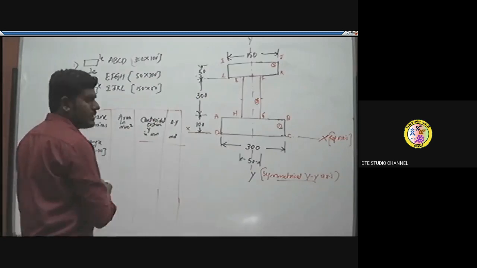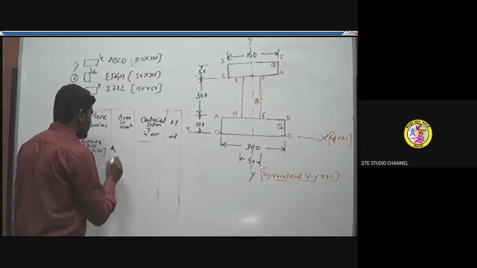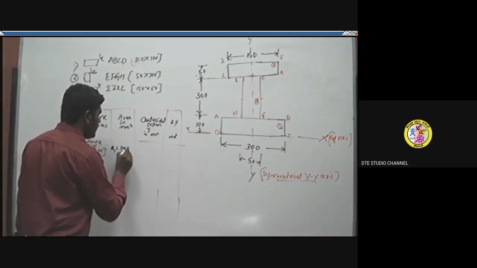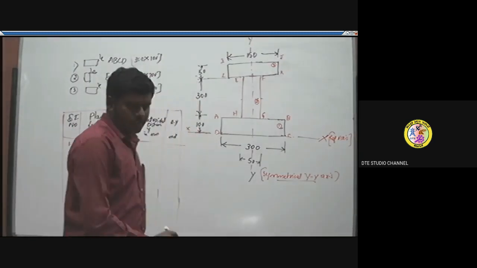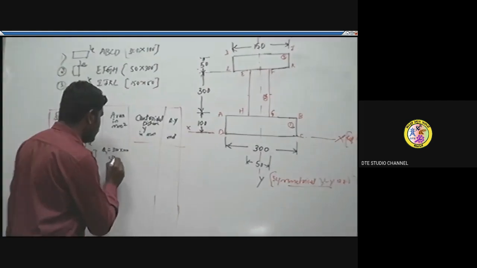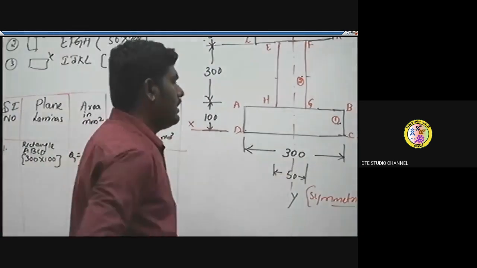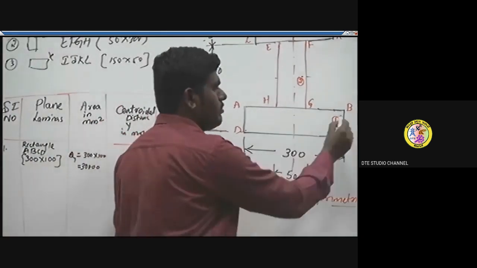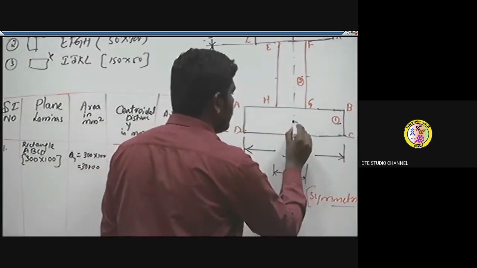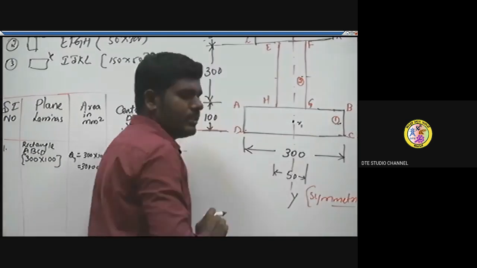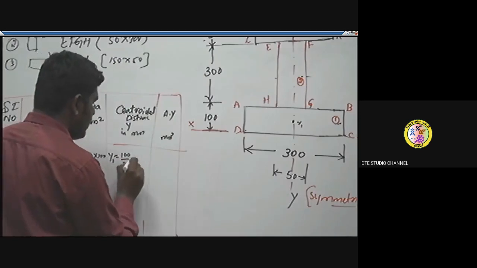Then the area of this rectangle is L into B. We know that. So we can take that as A1, the area of the first rectangle. That is 300 into 100, so we get 30,000 millimeters square. Then the centroidal distance for this rectangle ABCD will be half of its breadth, B by 2. So the breadth is 100, and y1 is 100 by 2. In mm, it is 50.